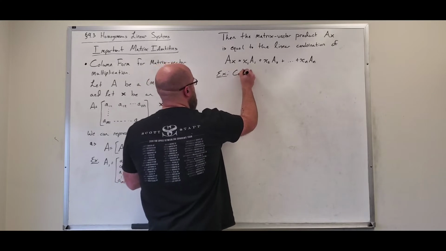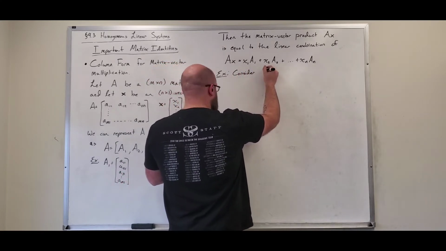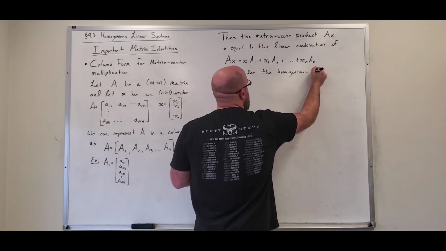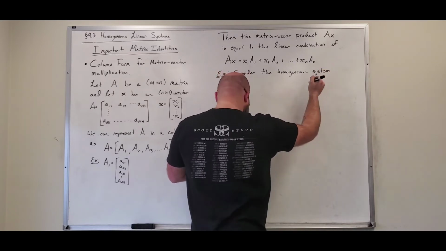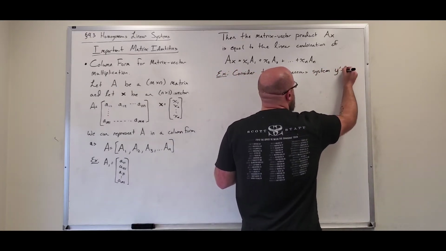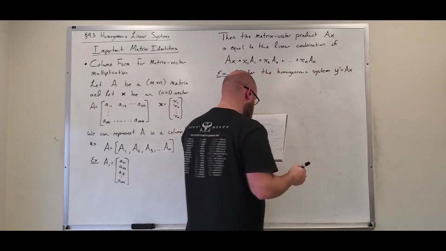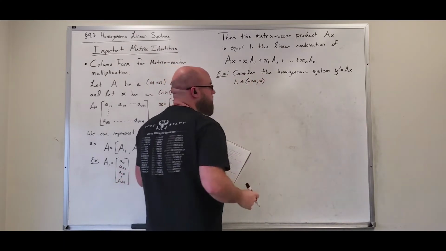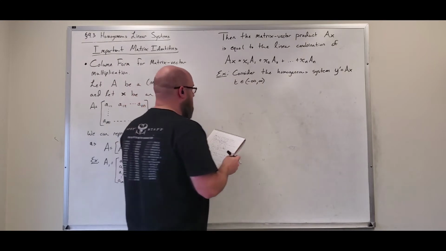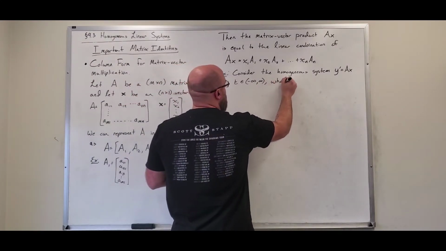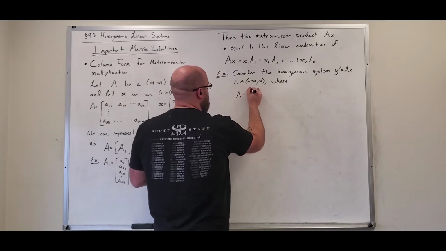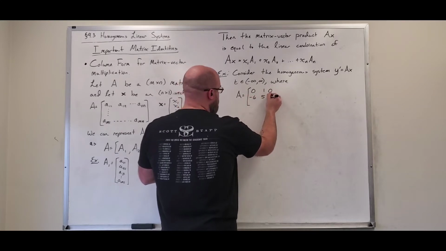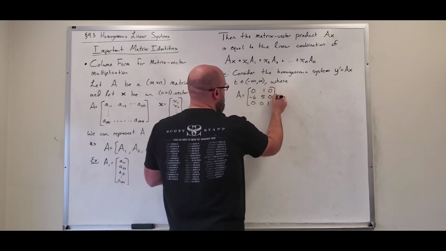So consider the homogeneous system y prime is equal to Ax. And here we're going to say t is somewhere in between negative infinity and infinity. So I've got a pretty broad interval here. Where A is equal to the matrix 0, 1, 0, negative 6, 5, 0, and 0, 0, 1.